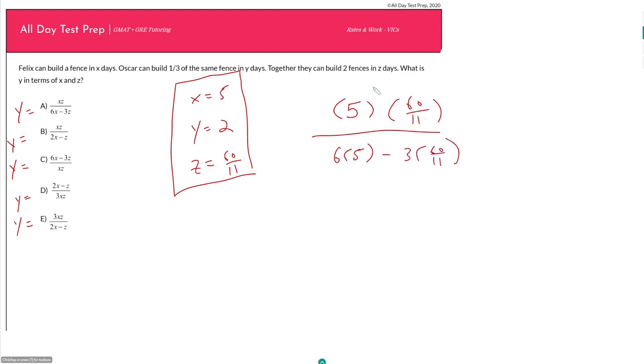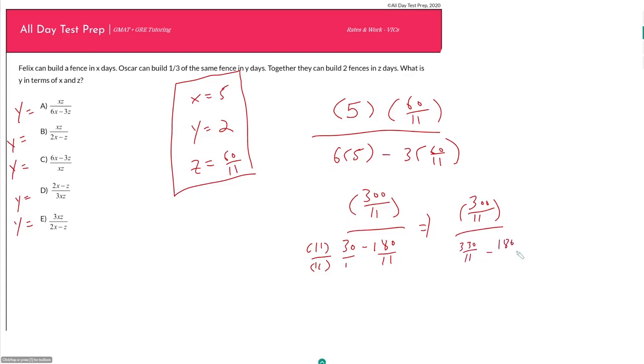So this would be 300 over 11 up top, over 30 minus 180 over 11 on the bottom. So if I want to just combine my guys on the bottom, I need a common denominator of 11. I multiply this by 11 over 11. 11 times 3 is 33, so 11 times 30 should be 330. We have 300 over 11 all over 330 over 11 minus 180 over 11. So 330 minus 180 should be 150.